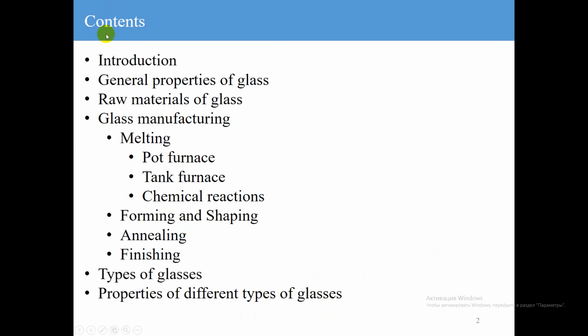Contents include introduction, general properties of glass, raw materials of glass, glass manufacturing, including melting, for example pot furnace, tank furnace, chemical reactions. The next subtopics: forming and shaping, annealing, finishing, types of glasses, and of course properties of different types of glasses.